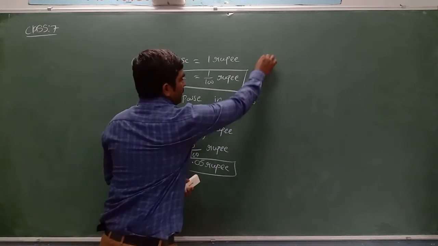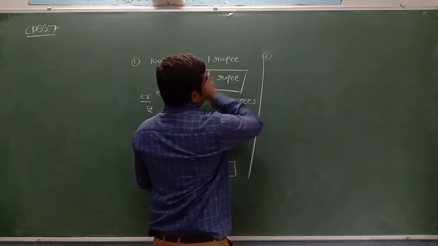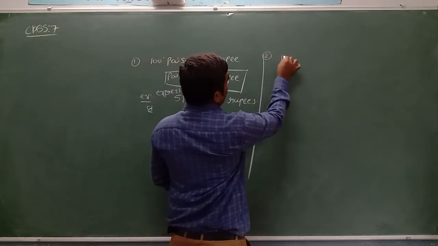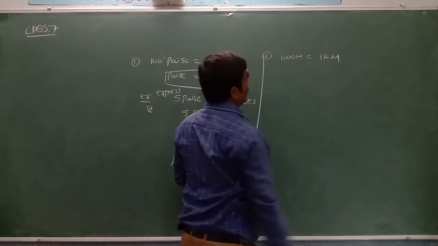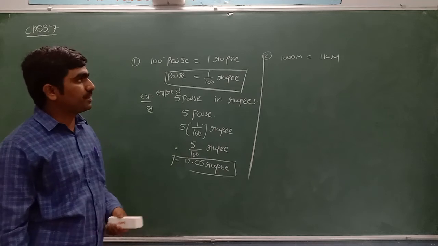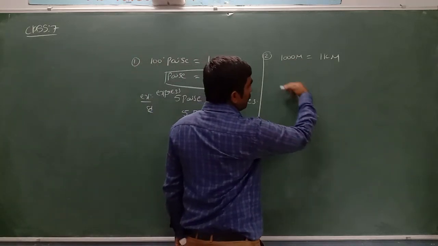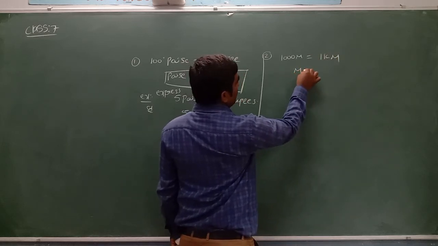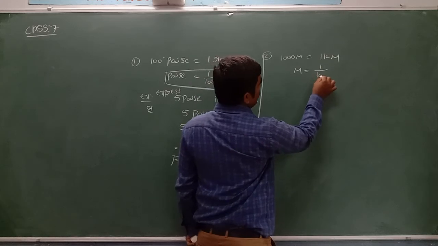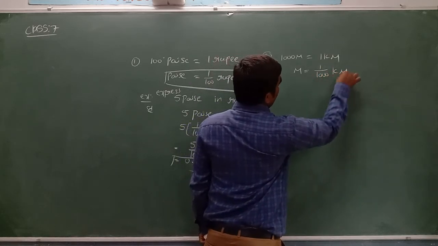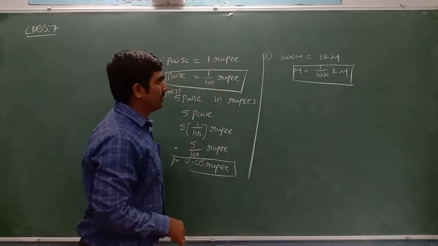Then next we will see measurement. Now we know that 1000 meters is equal to how many kilometers? 1 kilometer. 1 kilometer means how many meters? 1000 meters. If I want to express meters in kilometers, 1 meter is equal to 1 by 1000 kilometers, dividing by 1000.